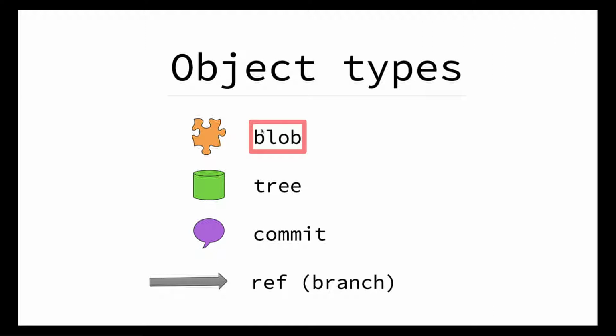These are the core data types you'll see. You have the blobs, which is your content, your files, your images, whatever you want to put in Git. You have trees, which contain these files and other trees. They are your folders. And then you have commits. We have commit messages, and that refers to a root tree, and then there's a hierarchy going there. And then we have refs, which are typically referred to as branches.